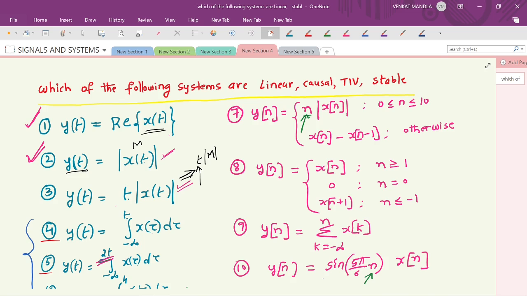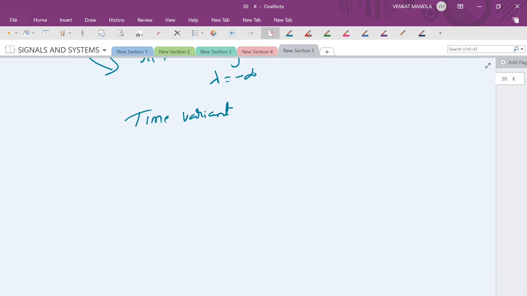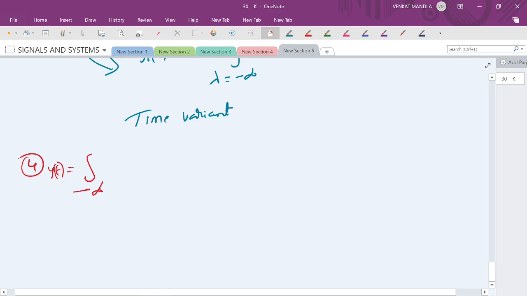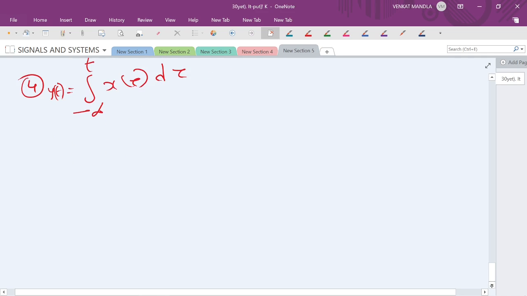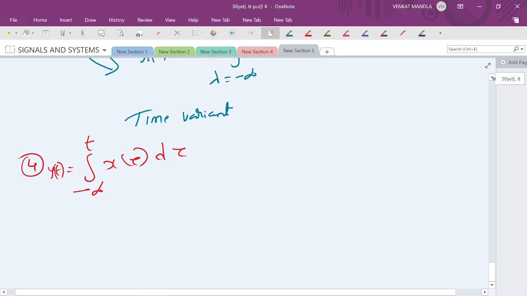The fourth one is important to check the stability condition. So yt equal to integral from minus infinity to t of x tau d tau. Right. Now I will put in place of x of t some finite value. So integral from minus infinity to t of x tau, which is some m, into d tau. That is some finite value. Okay.